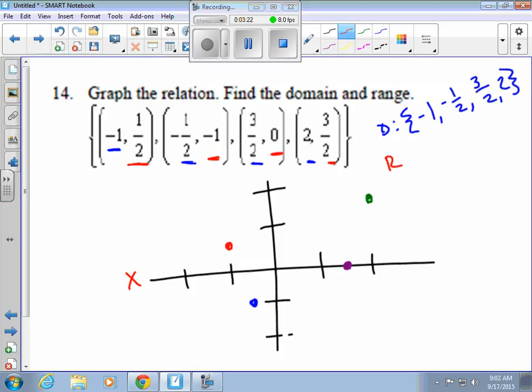Again, write them numerically increasing. So the smallest one is -1. The next smallest one is 0. The next smallest one is 1/2. And then the largest one is 3/2. And there's your range.